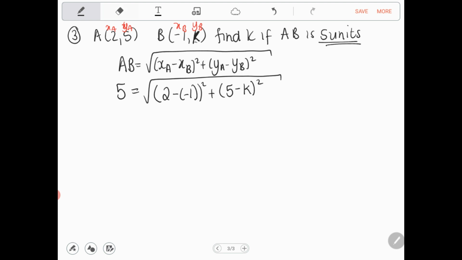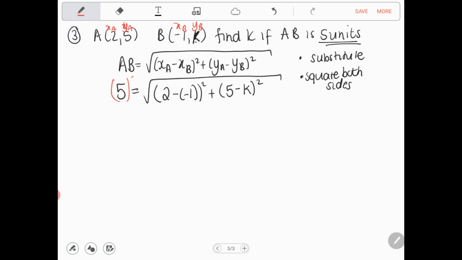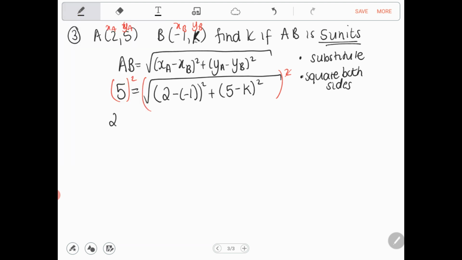All right, and we're going to square both sides like we did in the other example. Okay, so we substituted and we square both sides. All right, so here we go, squaring both sides. Remember that the square and the square root would cancel each other. So what do I have? Again, I happen to have 25 on this side. 2 plus 1, which gives me 3 squared.